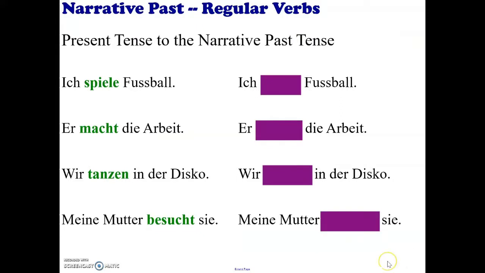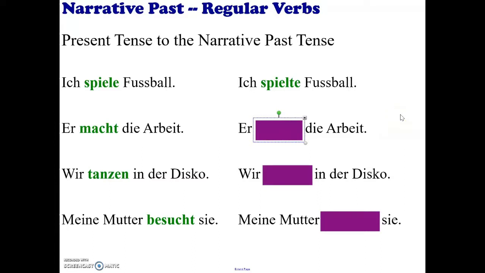So take a look at these. Maybe pause the video and see if you can. I'm telling you that these are regular verbs. See if you can add the proper endings as we take a look at each of these sentences. So ich spiele Fußball becomes ich spielte Fußball. And we go from I play soccer to I played soccer.